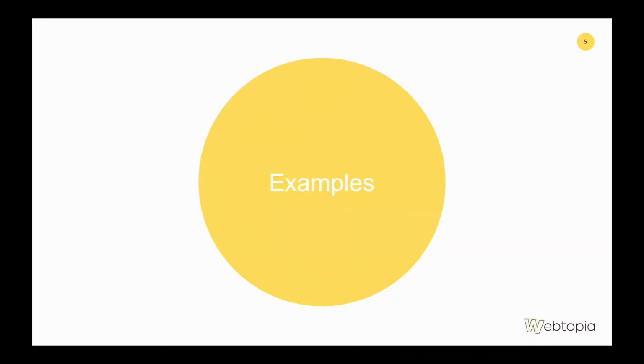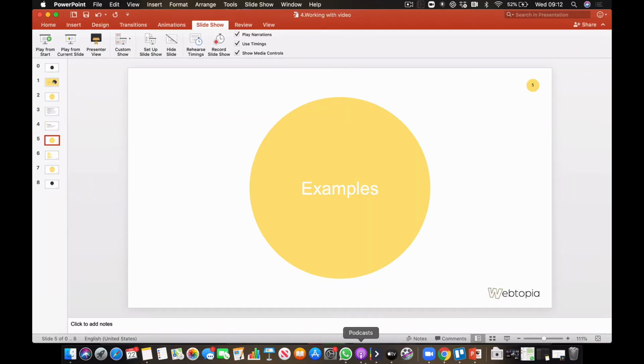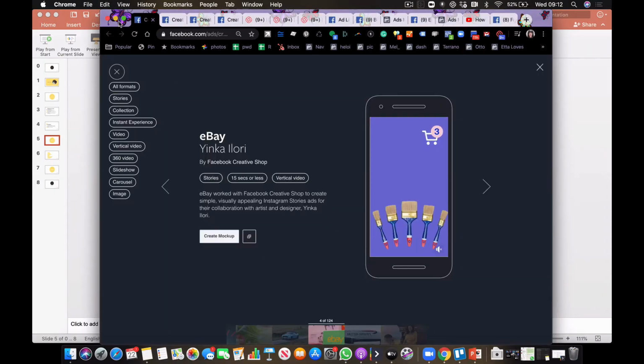Okay, so in this next section, we're just going to go through a whole bunch of examples of really great video creative to get your creative juices flowing about ways you can use video in simple yet effective ways to present your product within paid social in a really great way. So I'm going to jump over to Chrome and start going through some examples for you.